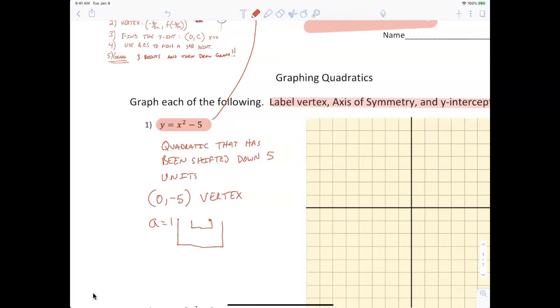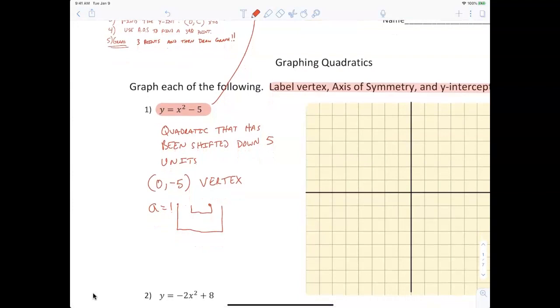Oh, and I almost forgot to say, the axis of symmetry, remember, is always x equals whatever the x-coordinate of the vertex is. So it would be x equals 0. So that's the axis of symmetry. And just for this particular problem, we can say the y-intercept. Remember, the y-intercept is 0, and this is considered c also. So the y-intercept could be considered (0, -5). So this problem, question number 1, is kind of an overlap.